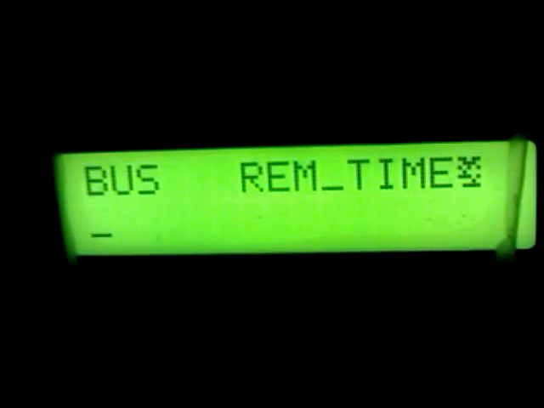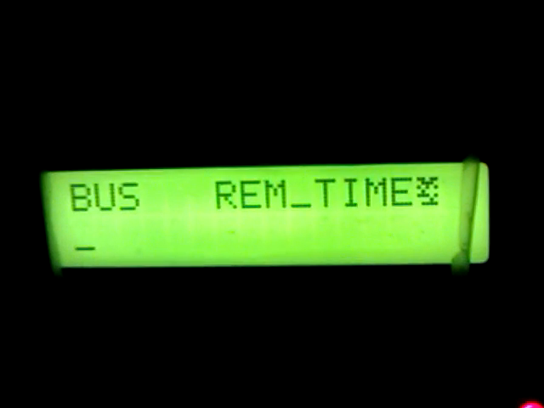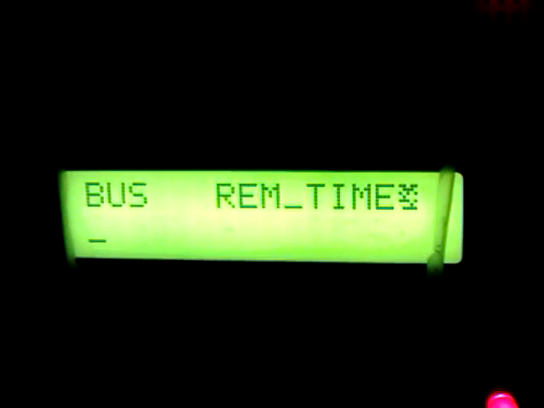As I have reset the hardware, the LCD is waiting. The system is waiting to be initialized. Bus remaining time. Now the other part of my unit is at the field. As you are going to see, the SMS is being sent. SMS encode.